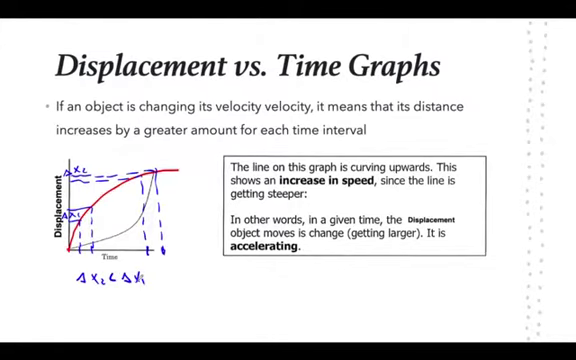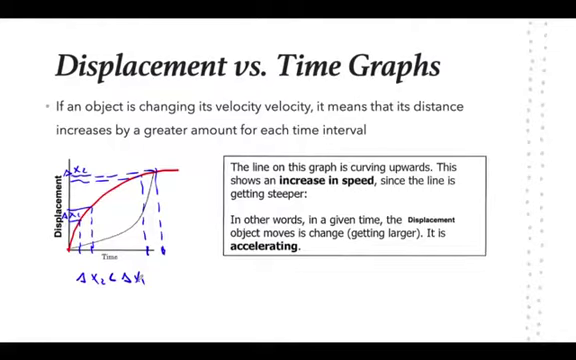So the distance traveled during each time interval is becoming less and less and less, which means that the object is accelerating in a negative way. It is covering less distance as time goes by.